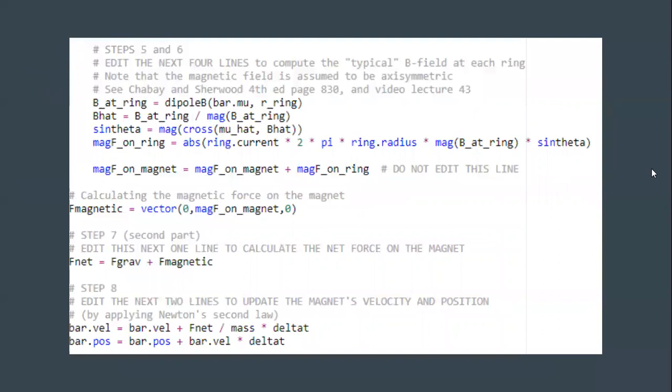And then this calculated the typical B field of each ring, and then I added all of them up. And this was also using the same equation that was a couple slides back, where we had the force on the ring, and then the force on the magnet was in total the force on the magnet from all the induced rings and the gravitational force. And then on the bottom, we have the updated velocity and position equations in order to model this in GlowScript.